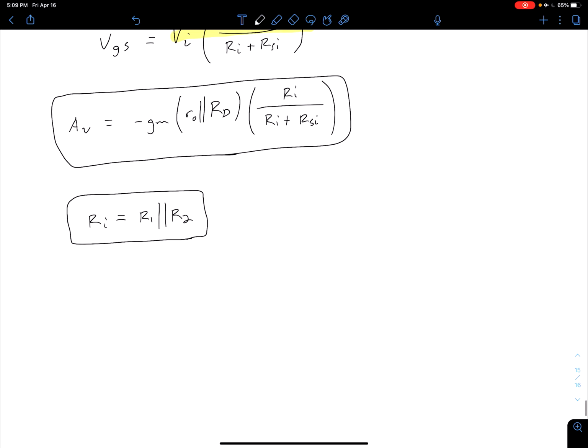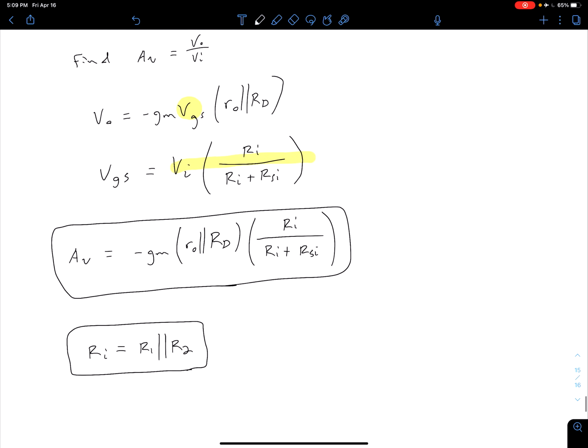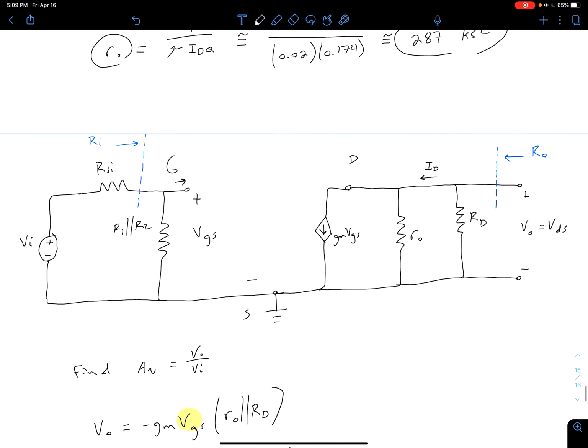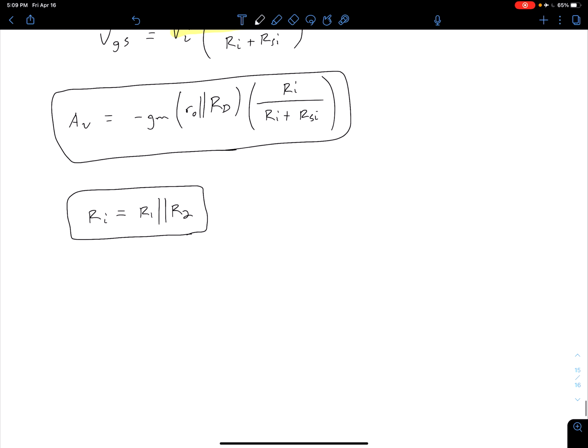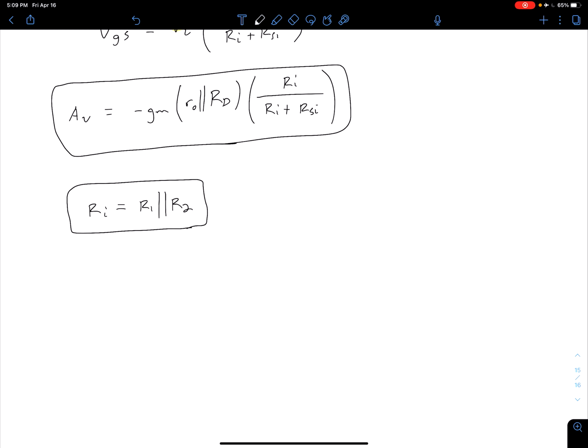So the last thing that we want to look at is our output resistance, R naught. We can use a similar method as we used in previous analysis for our BJTs if we do a test source.